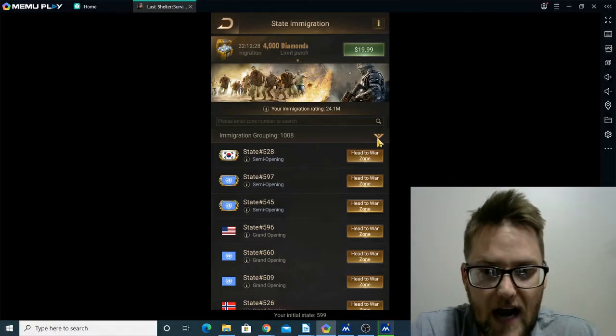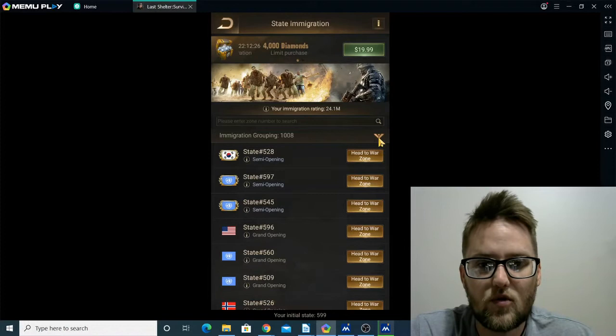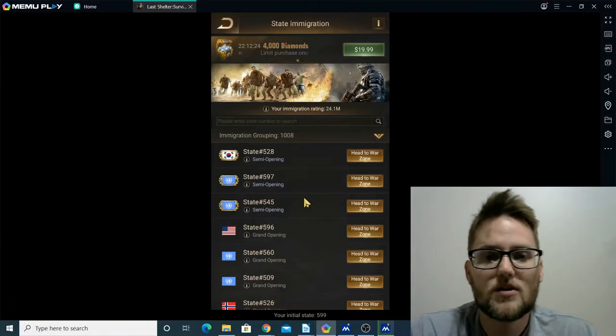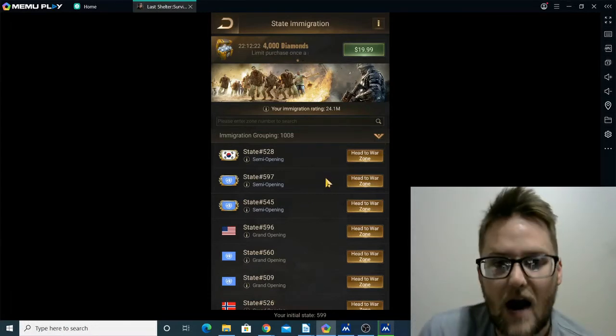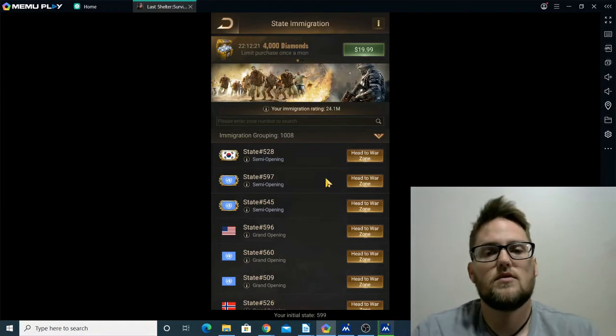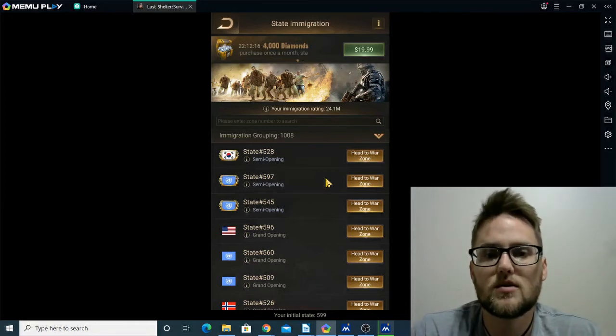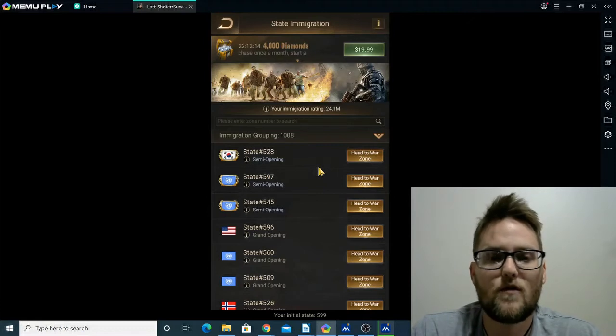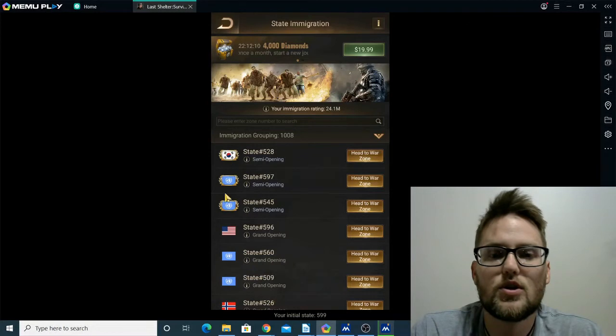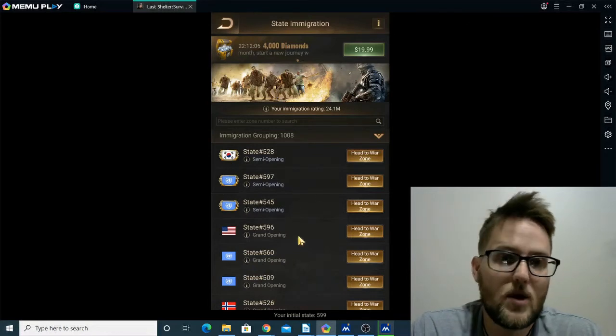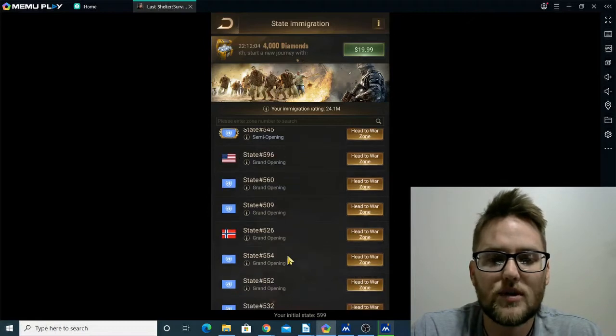The next thing is picking a state. So everybody's going to have this. It's going to say immigration grouping, and it's going to have a number. So the top states, depending on how long your migration has been opened, some of them will be closed. So our migration has been open for, I believe, three seasons now. So we're down to where there's only three states that are closed, semi-open, whatever. And the rest are completely open.